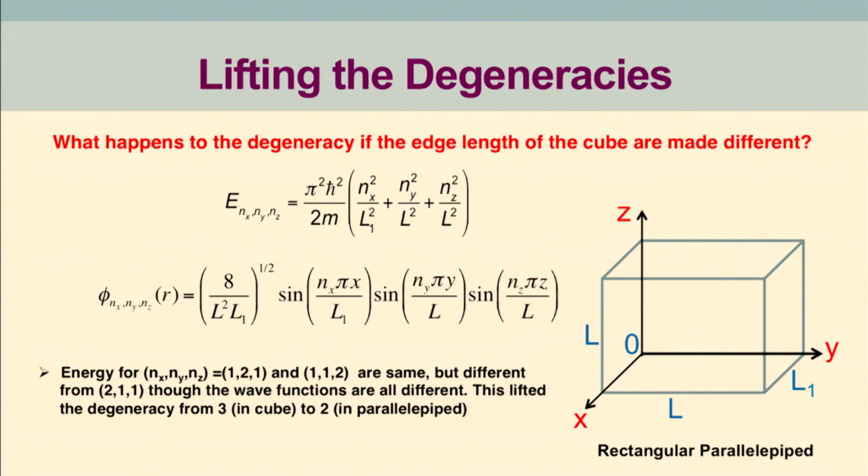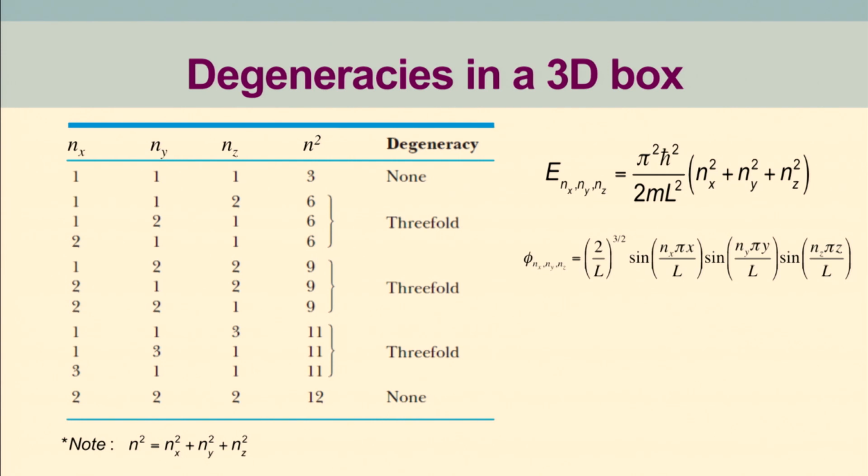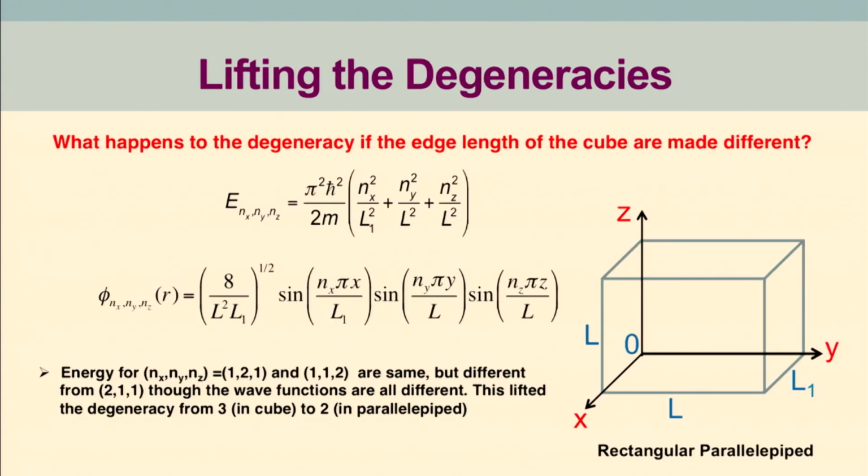Now, in this case, as we saw in the previous case, 1 1 2, 1 2 1, and 2 1 1 were three-fold degenerate states, because each of these combinations of nx, ny, and nz gave me the same value of energy but different eigenstates. In this particular case, these three combinations will not give the same energy in all three cases. You can easily notice that if I take nx, ny, and nz values to be 1 2 1 and 1 1 2, then the energy that I get from this expression will be the same.